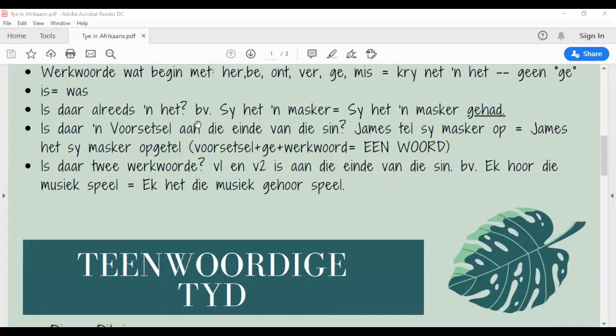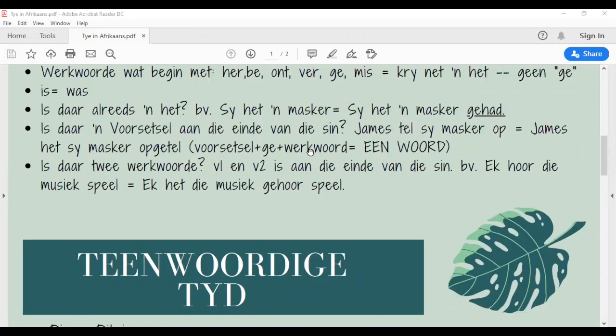Dan, is daar 'n voorsetsel aan die einde van 'n sin? Is there a preposition at the end of the sentence? Look at the example. James tel sy masker op. Op is a preposition. If there's a preposition at the end, we are going to leave it at the end, put a ge next to it, and the verb. What was the verb? Tel.